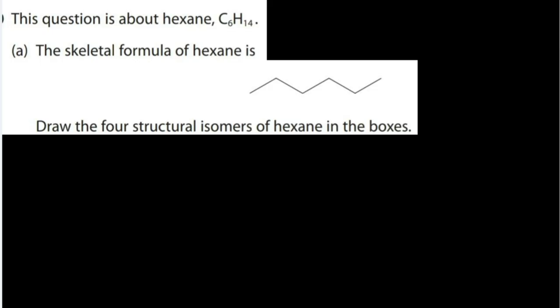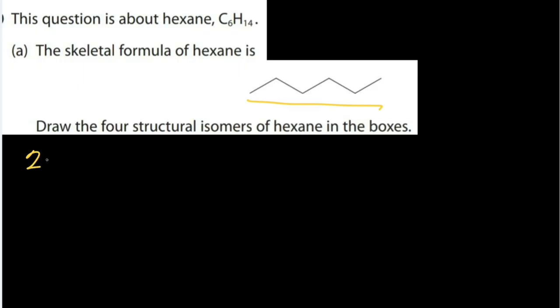Now this question is about hexane, C6H14. The skeletal formula of hexane is given, this one. Draw the 4 structural isomers of hexane in the boxes. So I just didn't include the boxes here. So these are the 4 structural isomers of hexane.